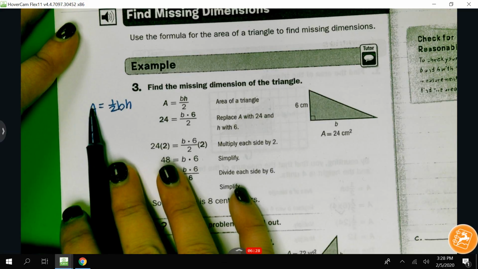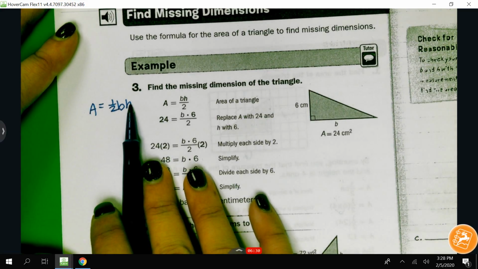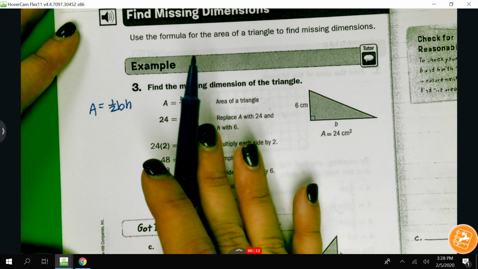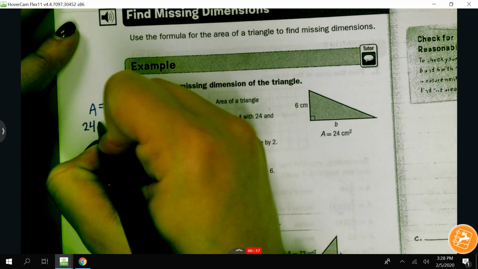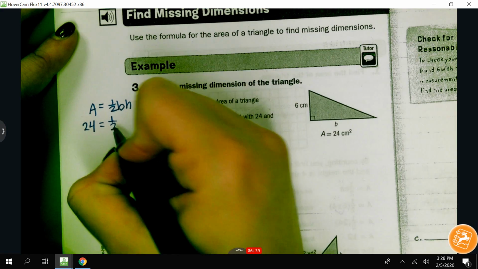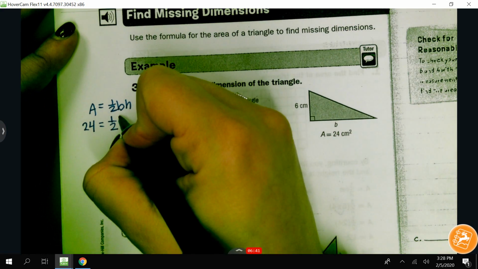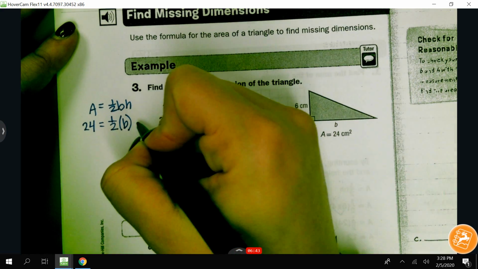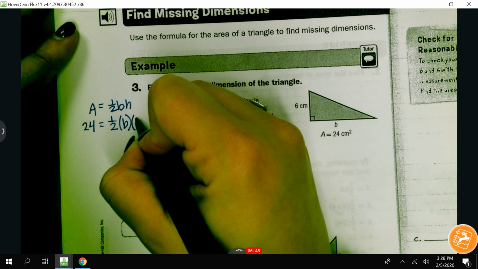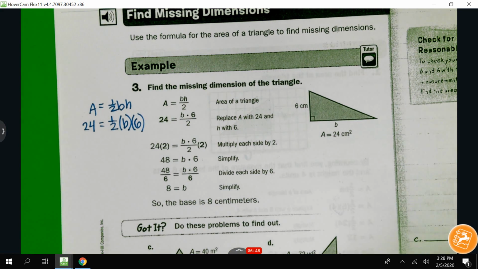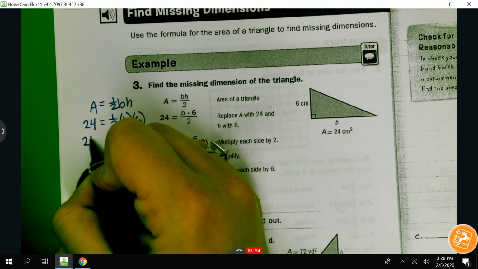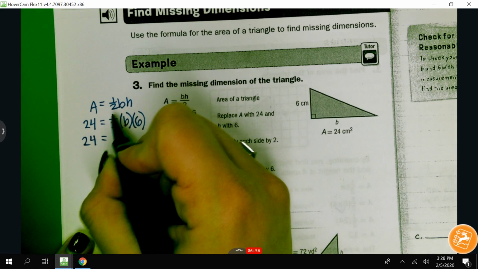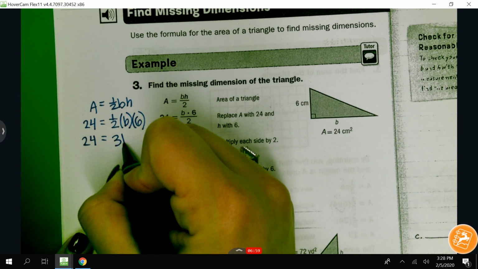We're just taking A and we're taking H and we're plugging them in. So in this case I'm solving for B, so it's no different than solving for any other variable. So A is 24, so 24 equals 1/2. Base is what I don't know, so I'm leaving B. And then H I know is 6. So I have 24 equals 1/2 B times 6. You need to go ahead and multiply your 1/2 times 6 first. So on this side, I'm left with 3B.